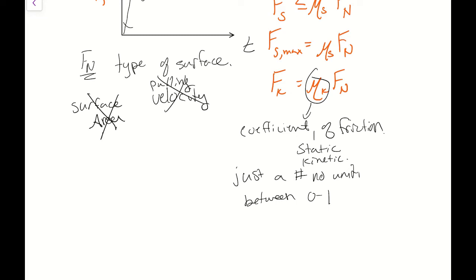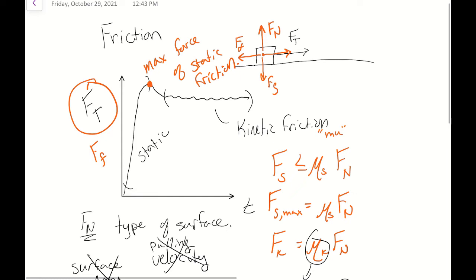Now, up at the top, when we look at this graph, we see that the maximum force of static friction is greater than the force of kinetic friction. So F_s max is greater than F_k. This means that, since the normal force is the same, the coefficient of static friction has to be bigger than the coefficient of kinetic friction.